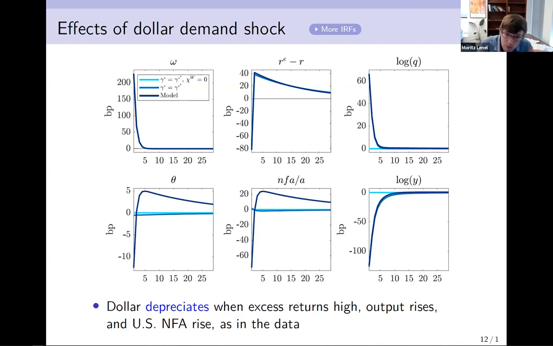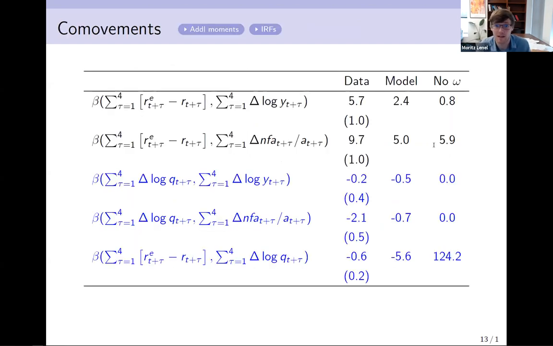The dollar depreciates going forward in periods in which excess returns are high, in which output is rising, and in which the US net foreign asset position is rising. And that's all just exactly as in the data. I'm just going to quickly put here these co-movements between excess returns, output, excess returns, net foreign asset position, and importantly, exchange rates with output, exchange rate with the net foreign asset position, and excess returns and exchange rate movements.